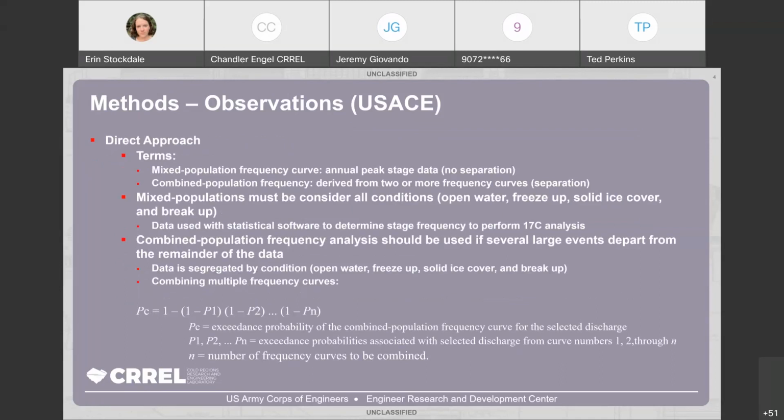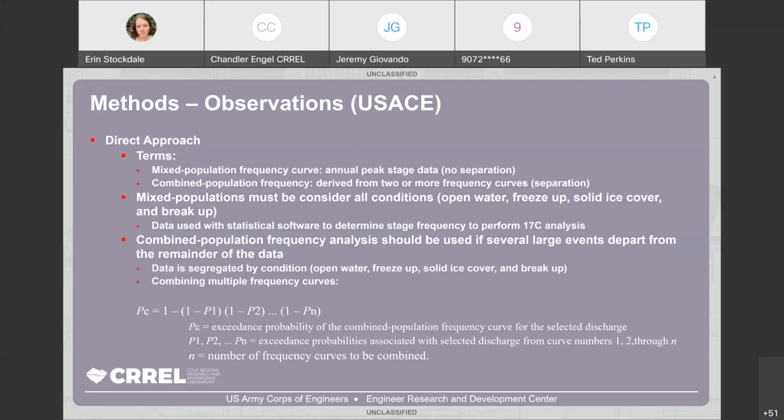So when you do have observations, this is what's called the direct approach. The way the Corps terms this is the mixed population frequency curve. I'll caveat this, you will see differences in some of these terms, but again, we're using the 1612 terminology here. The mixed population frequency curve, basically, there is no separation in the annual peak stage data. So it's everything combined regardless of the mechanism that causes that peak stage.